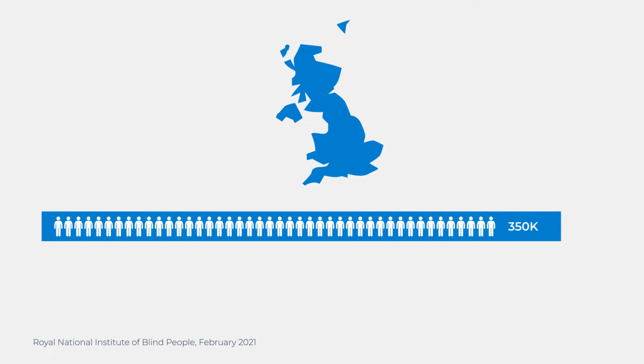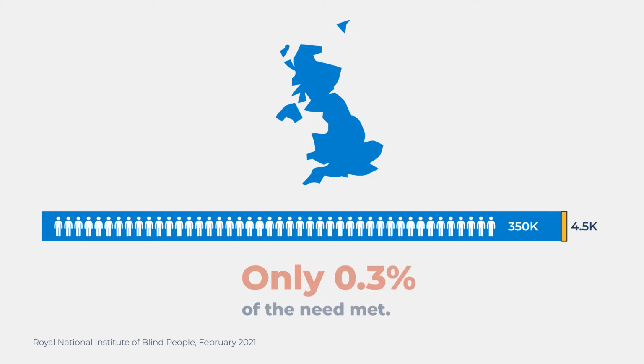To give you further insight, in a country like the UK with good funding, where 350,000 people are blind, there were only 4,500 government workplace adaptations for vision impairment. That's only 1.3% of the need met. Clearly we can and we should be doing more.